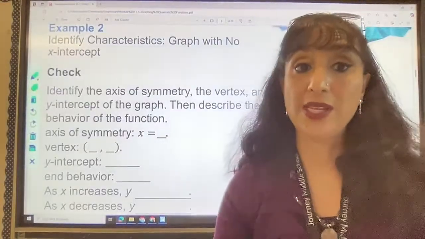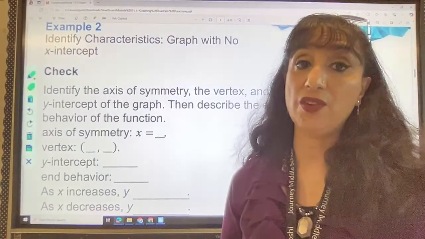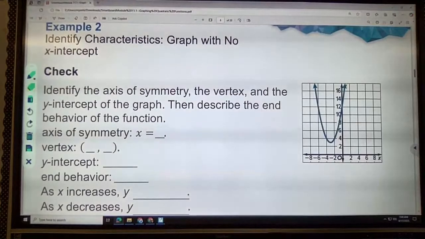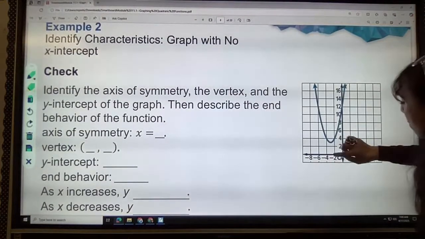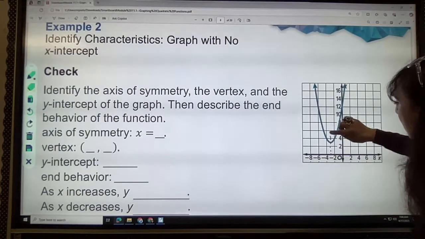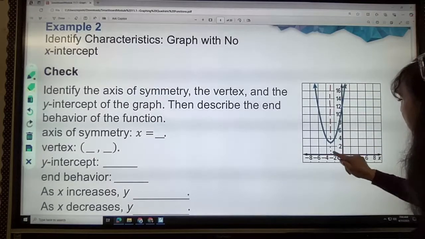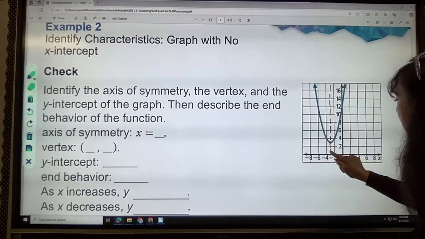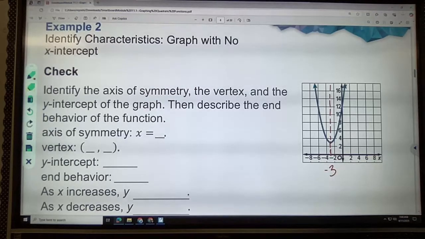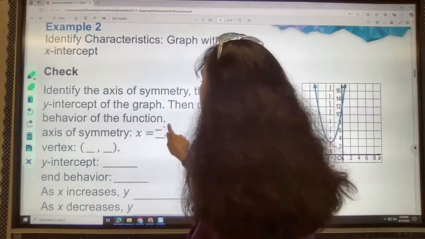Let's do one more example so that you understand this concept well, and we are identifying the characteristics. Let's look at the axis of symmetry. Again, I'm going to draw my line, which is going through the vertex, and it's a dashed line. I'm just showing you the axis of symmetry. I can see that this is at -3, so my axis of symmetry is x equals -3.